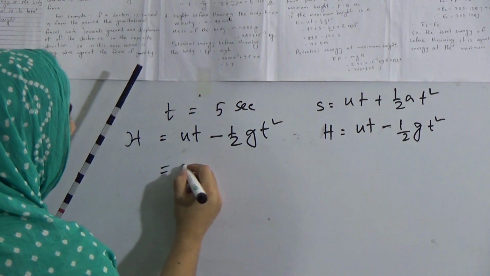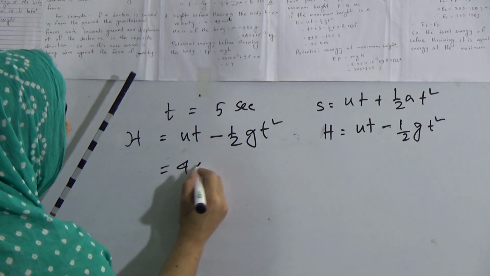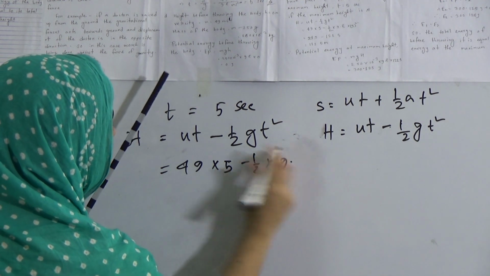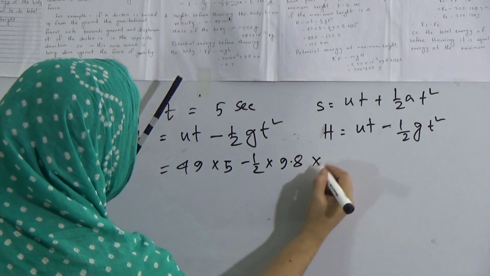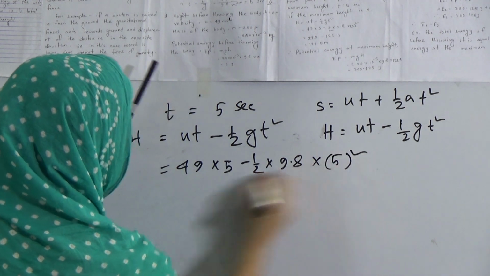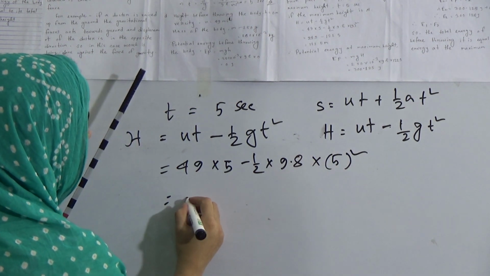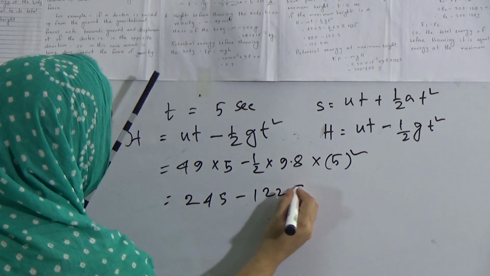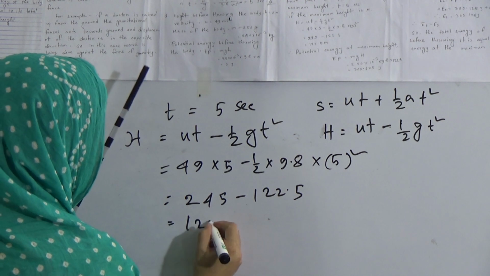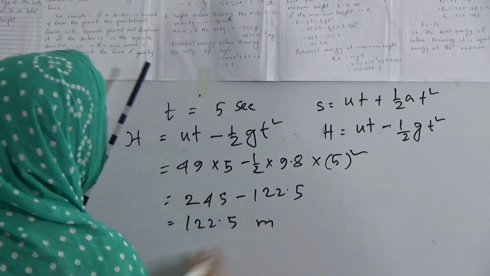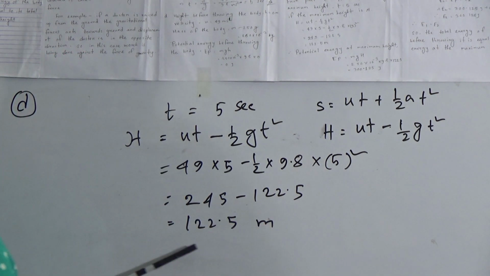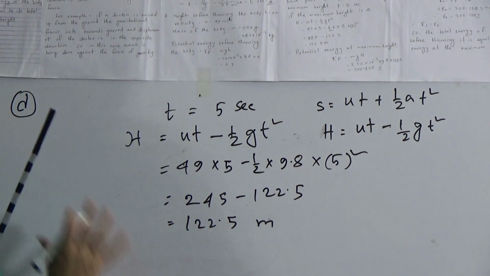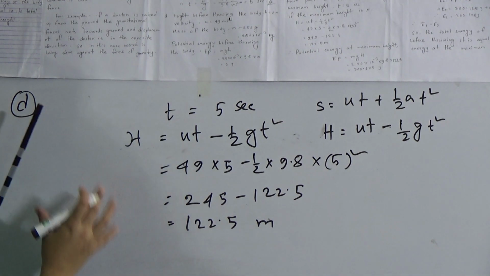Now use the formula: u means 49 into t means 5, minus half into g means 9.8 meter per second squared into t means 5 whole squared. By doing this calculation we find 245 minus 122.5 equals 122.5 meter. Okay, the maximum height will be 122.5 meter.